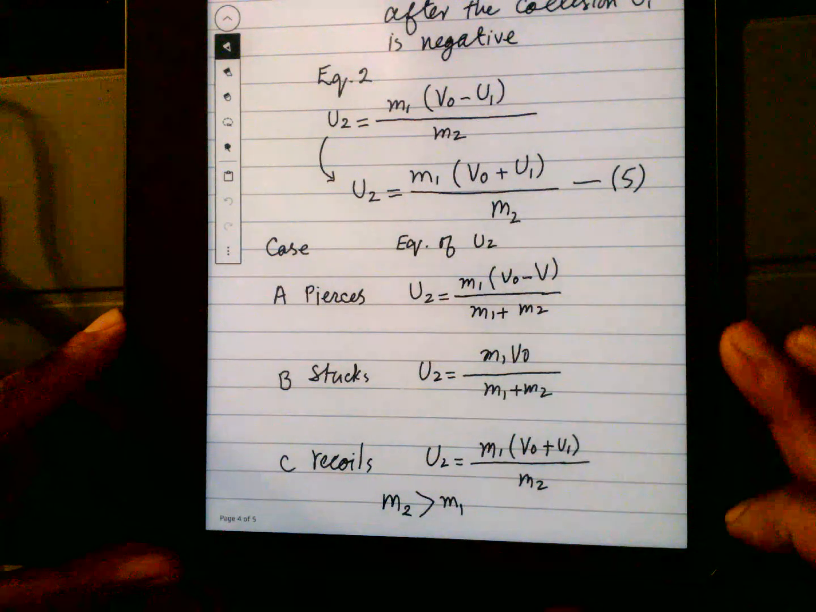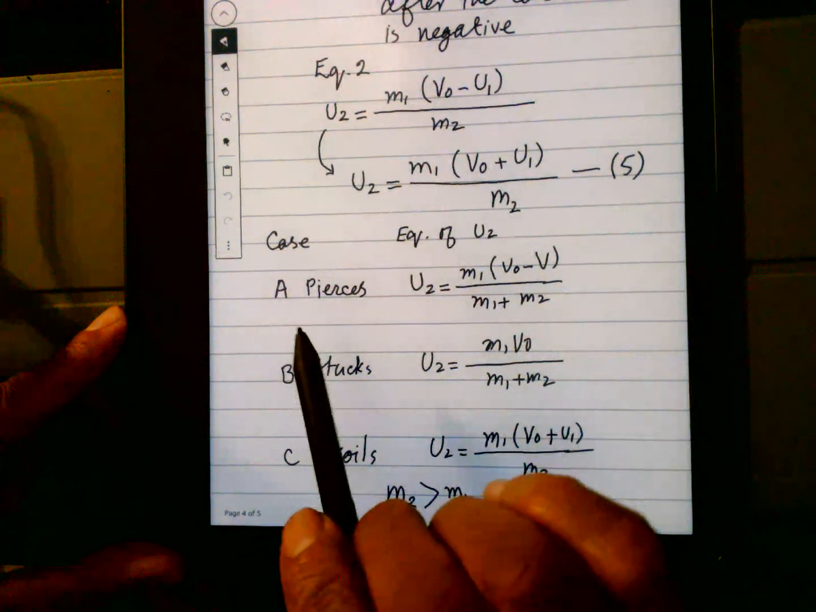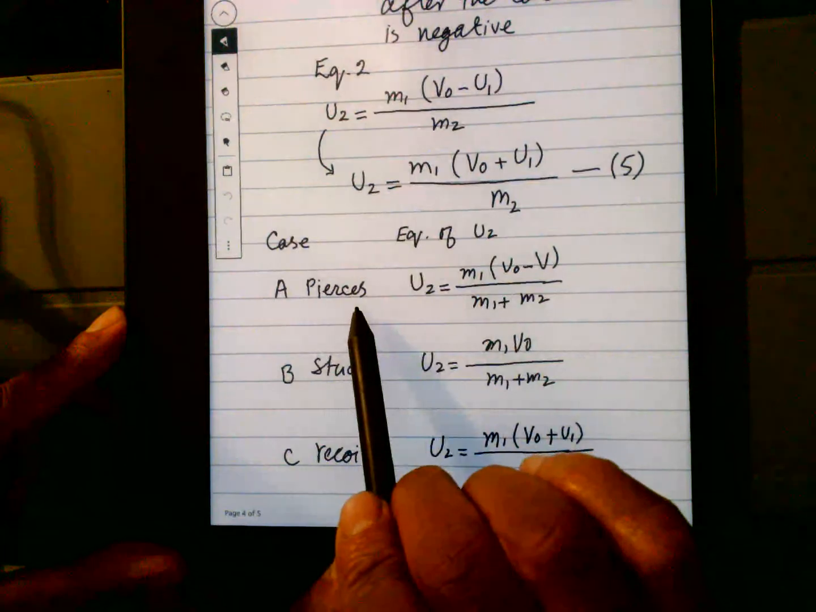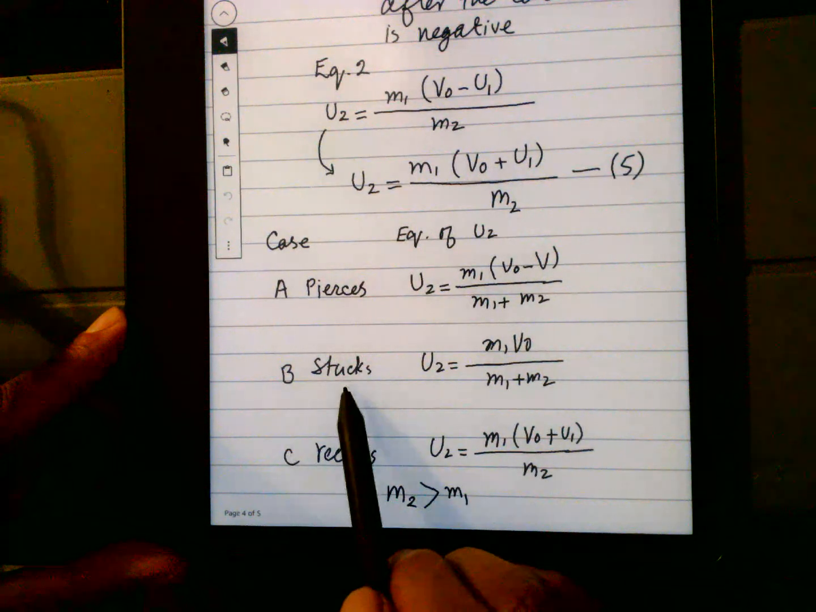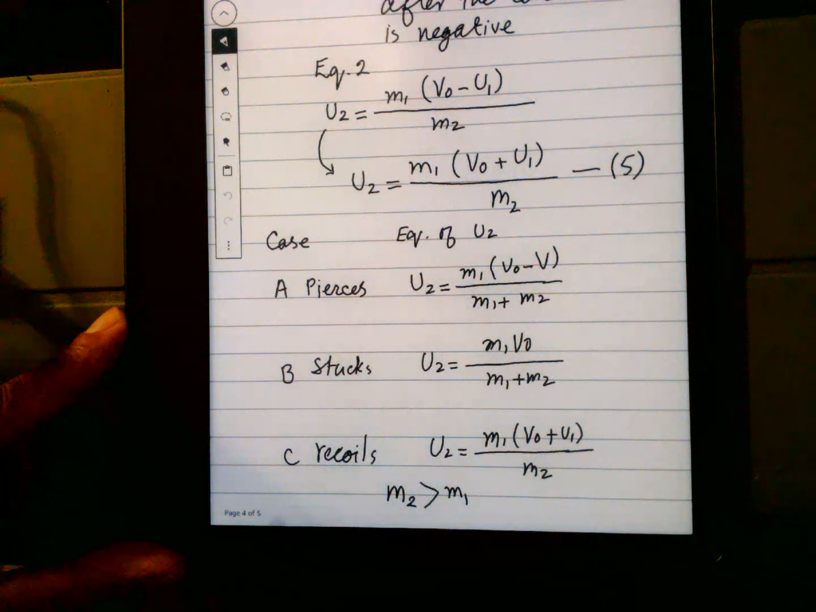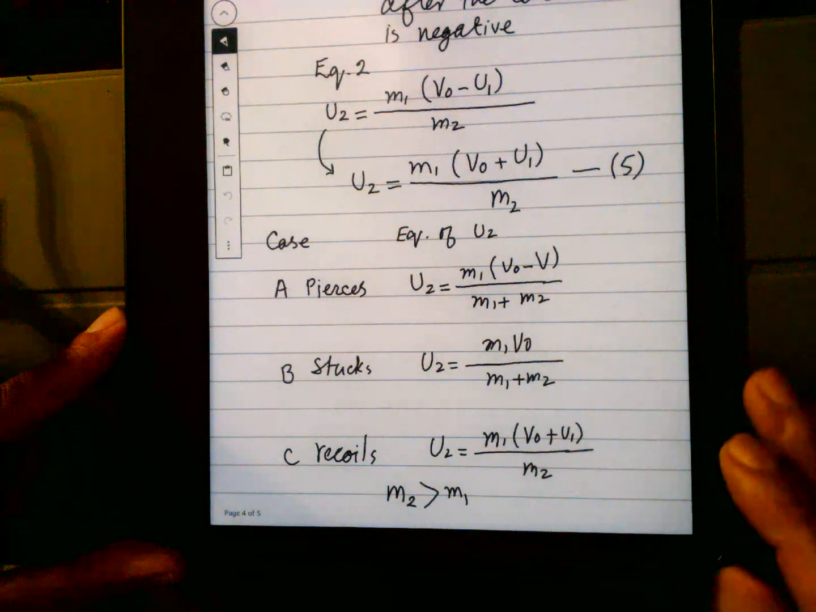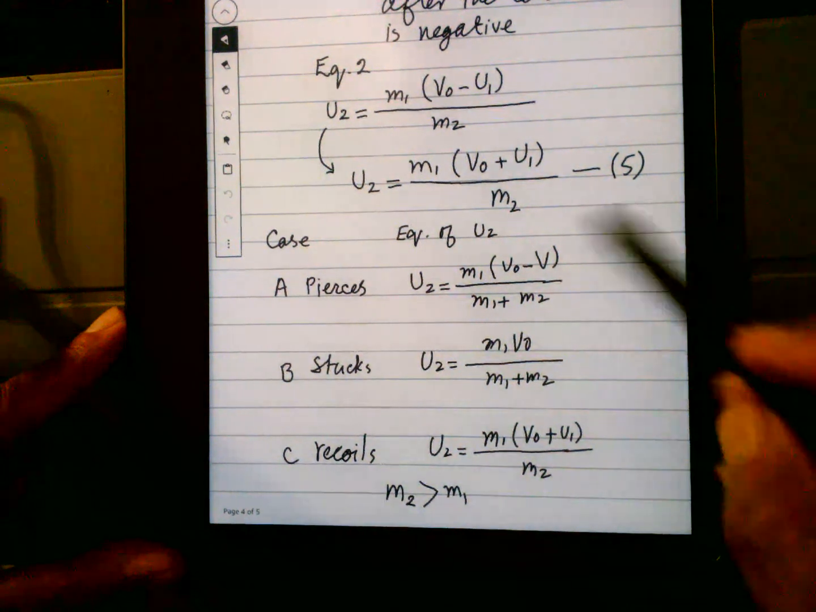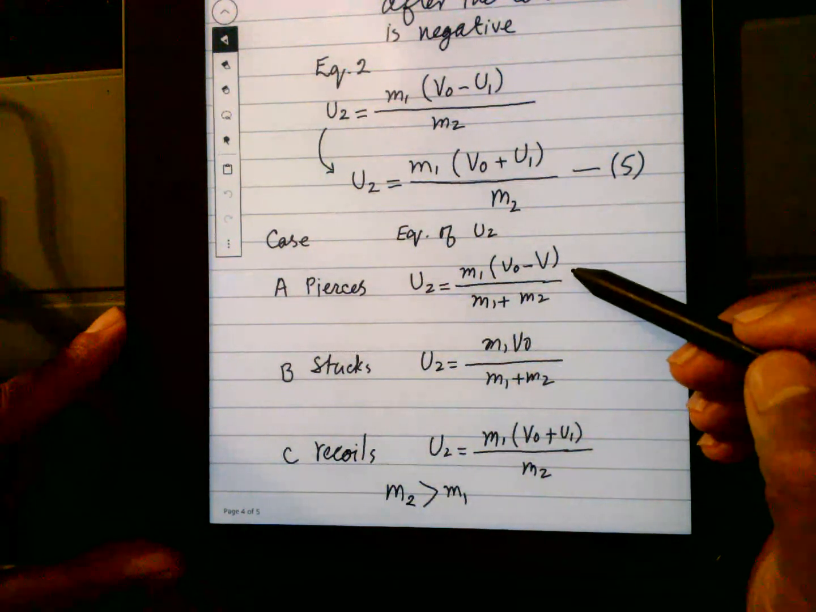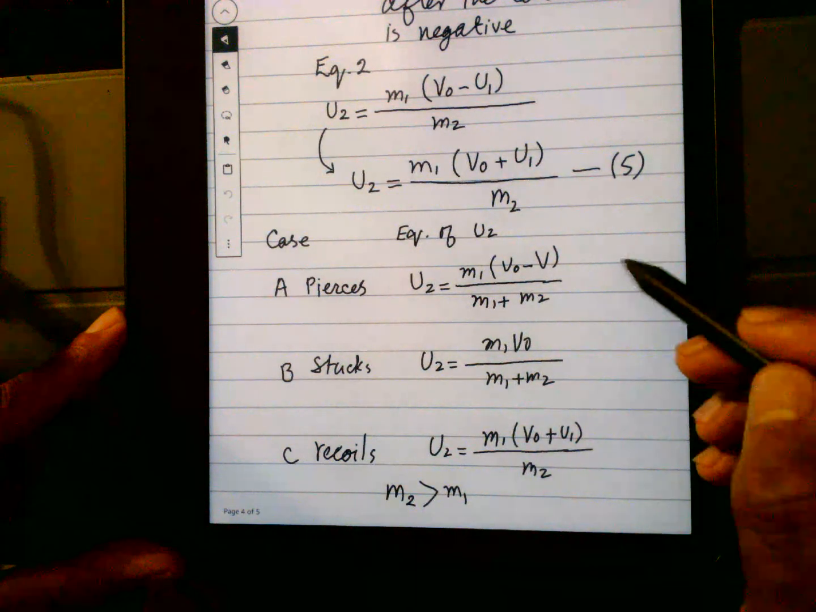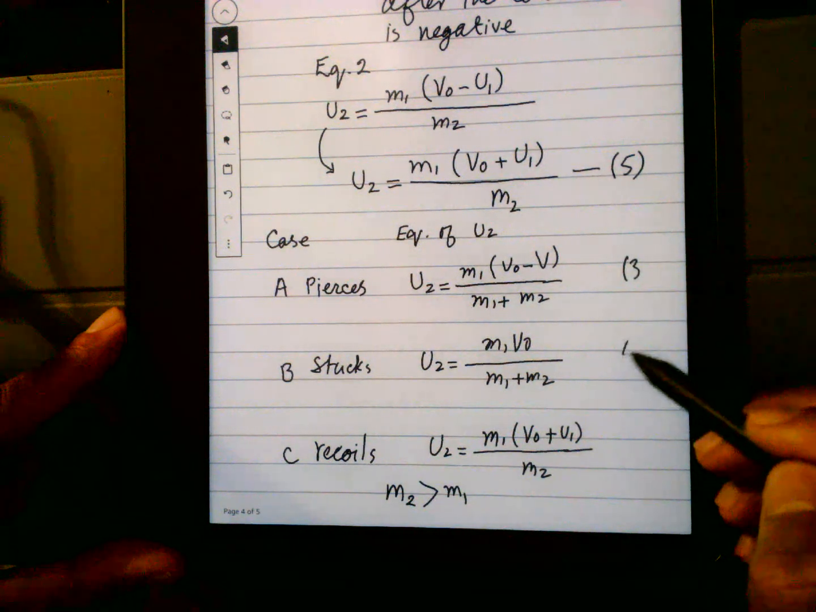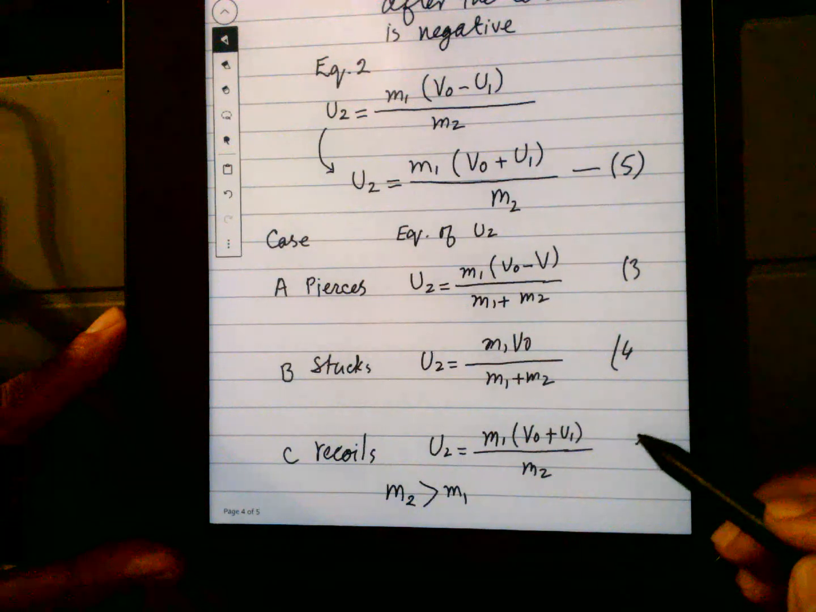So case A is when the bullet pierces through the object, case B is when the bullet is stuck in the object, and case C is when the bullet recoils. This is equation number 3, this is 4, and this is 5.